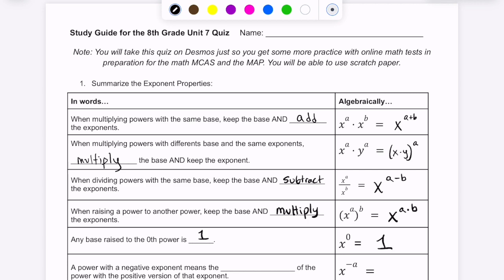And then finally a negative exponent, that means the reciprocal of the power with the positive version of that exponent. There we go. So x to the negative a power is equivalent to 1 divided by x to the positive a power. Okay, so you take the reciprocal of the base, it gets flipped to the denominator, or if it's already in the denominator, to the numerator.